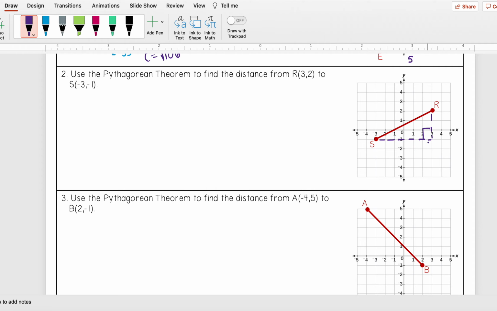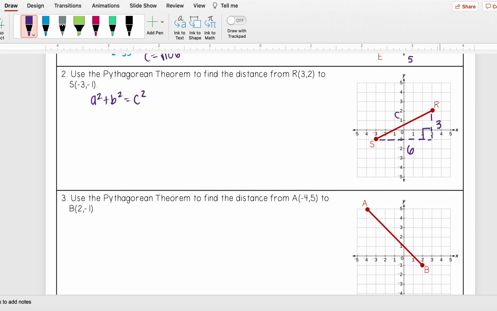So this bottom is going to be 1, 2, 3, 4, 5, 6. And this other side is 1, 2, 3. And I'm wanting to find what the length of RS is, and I can just label that c for now. And I'm wanting to use the Pythagorean theorem, so this is going to be a squared plus b squared is equal to c squared.